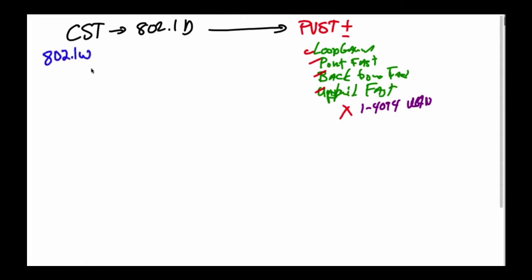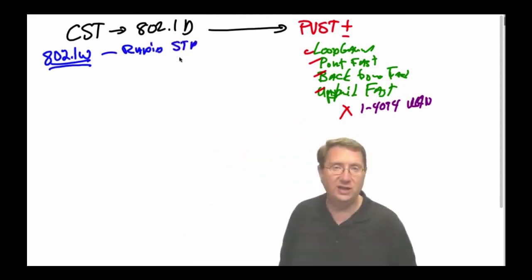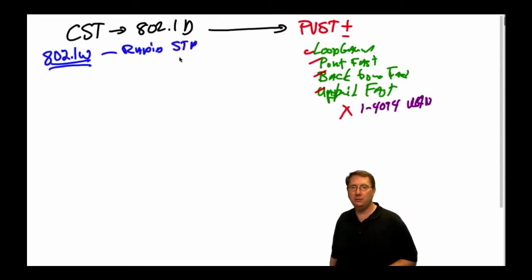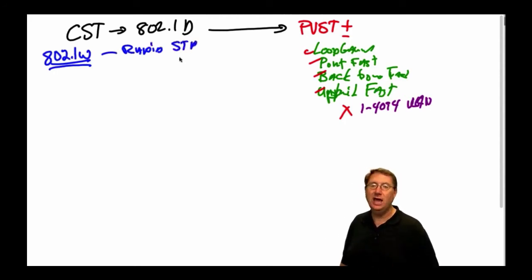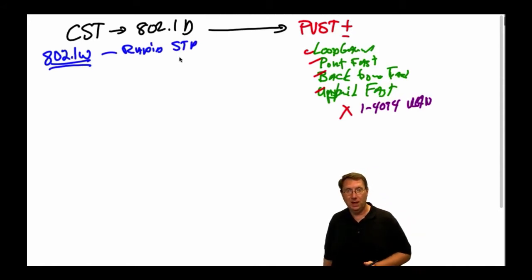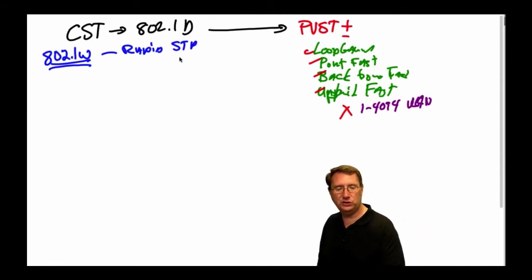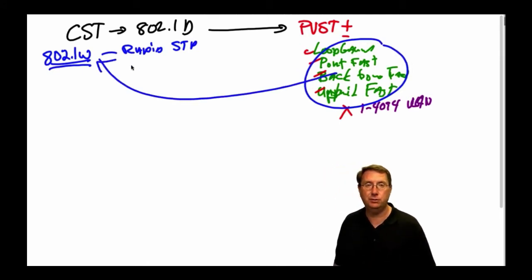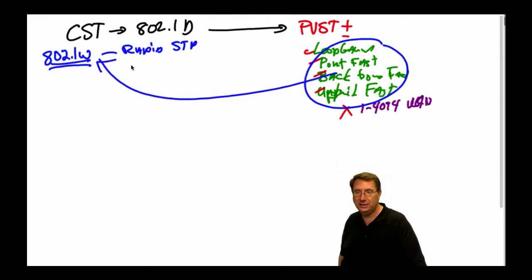802.1W. Now, the way I remember this, this is rapid spanning tree. The way that I actually remember this is I think of Elmer Fudd. It's WAPID. So 802.1W stands for WAPID spanning tree. And as long as you have that image in your head, you'll never forget what it stands for. Now, when we look at this, Cisco took a lot of these features and ported them to this particular protocol in version and enhancement.